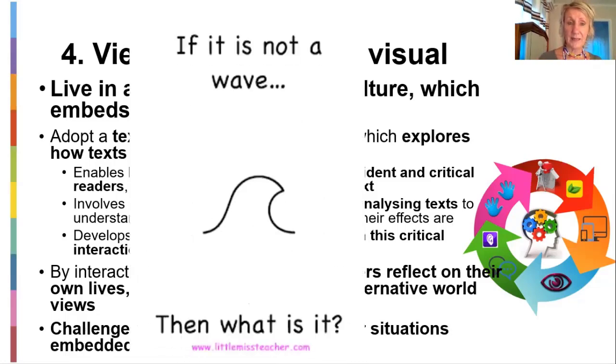Okay, here's an example. If it is not a wave, then what is it? For them to try and look at that visually and think, well, what could it be? Could it be the tail of a fish? Or could it be someone taking a bite of my apple? So you try and get them to create ideas from what that could possibly be. Someone wearing a hoodie, I don't know.